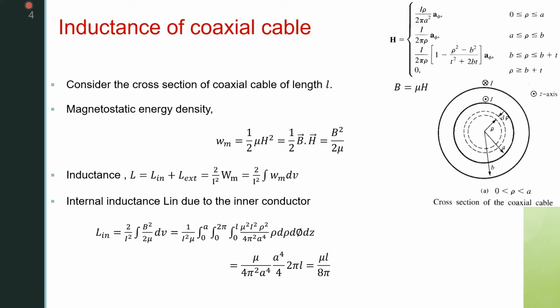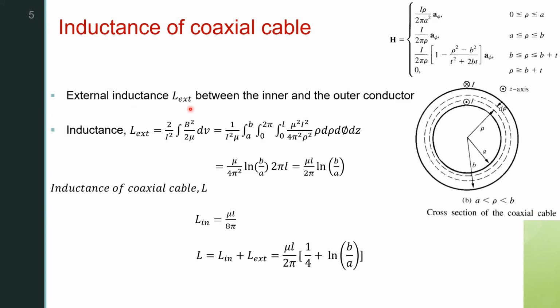Our next step is to determine the external inductance, that is due to the inner conductor and outer conductor. The external inductance is between the inner conductor and outer conductor. So let's consider this figure. Now our region of interest is between a and b. So this is our region of interest. So rho varies from a to b.